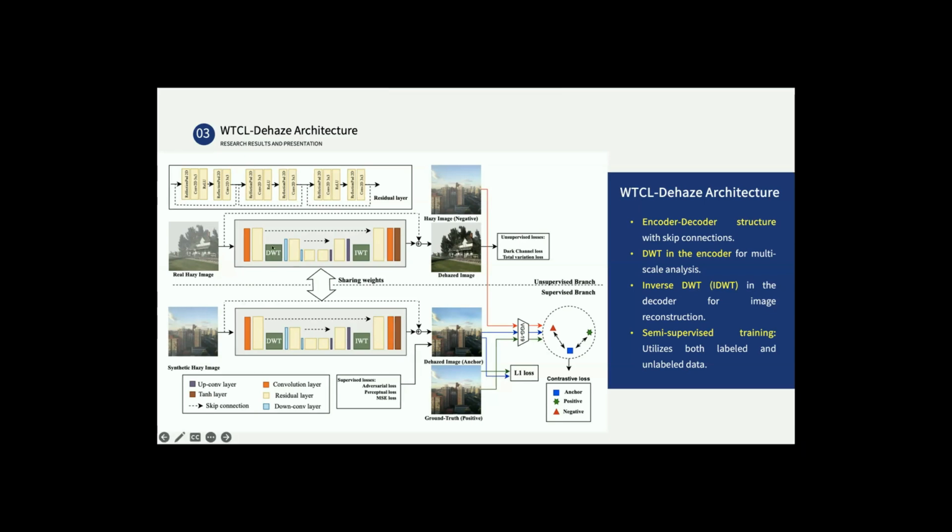In our work, we also use DWT and IWT, DWT being the discrete wavelet transform and IWT being the inverse wavelet transform. And in our architecture, we use the discrete wavelet transform in the encoder. We use it to break down the input image into multiple frequency subbands, which allows our model to focus on both global structures and fine details.